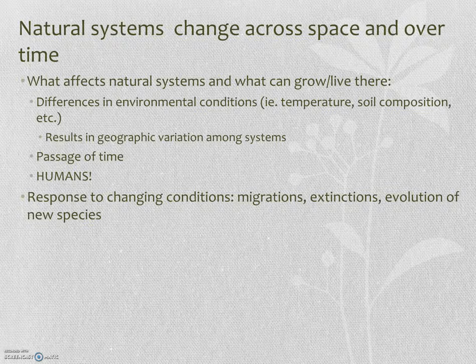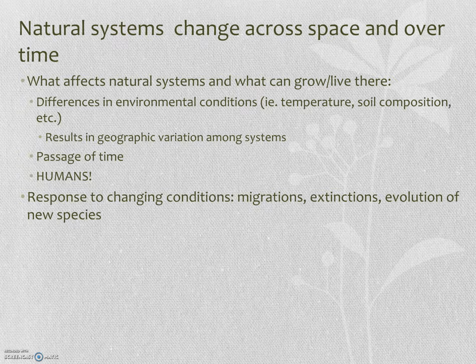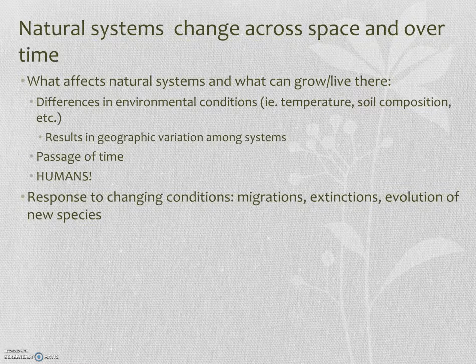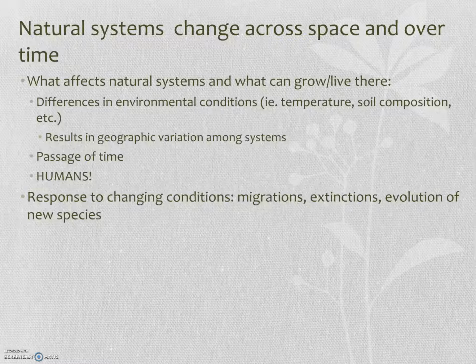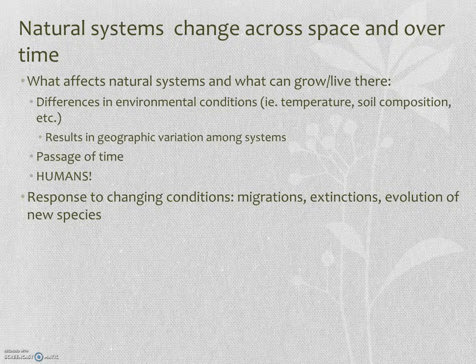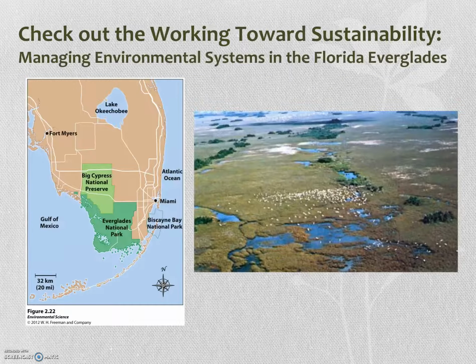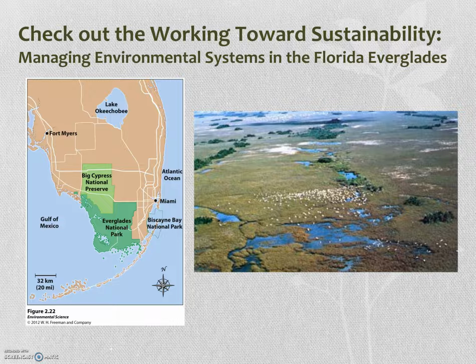So looking at environmental conditions that might vary among systems. So we're looking at natural systems. Environmental conditions that can vary are temperature, precipitation, or soil composition. Differences in environmental conditions like temperature and soil composition result in geographic variation among systems, and passage of time. Humans affect natural systems and what can live and grow there. In response to changing conditions, things like migrations, extinctions, and evolution of new species are all the ways we respond to changes. And then your book closes at the end with managing environmental systems in the Florida Everglades.